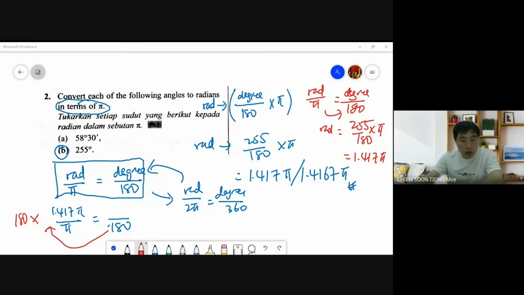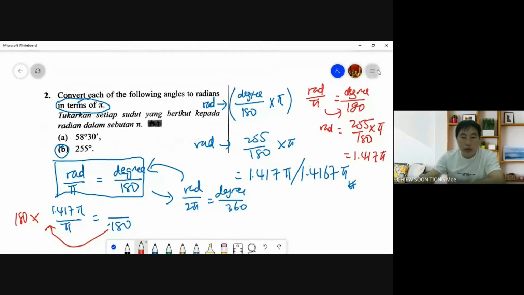Then we go to the next question. We go for the arc length. Okay, arc length. We go for the next one and let you see for a while. I think this one is easy. So I go for the next one.